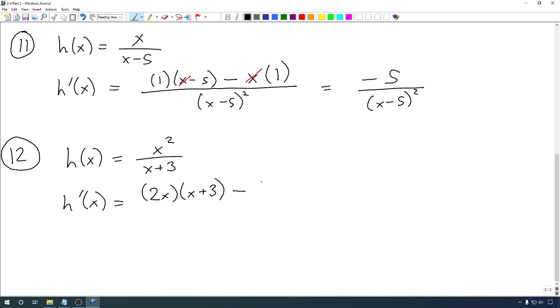Minus the top. So this x squared times the derivative of the bottom. So the x plus 3 derivative is 1. And of course we have whatever's on the bottom already, this x plus 3, but squared.